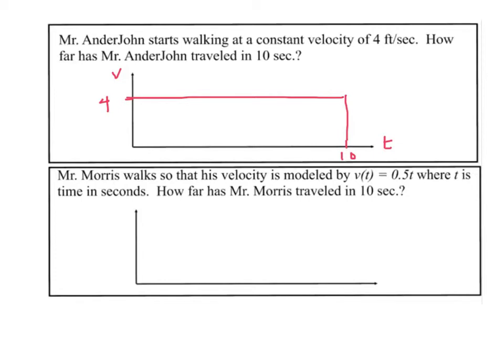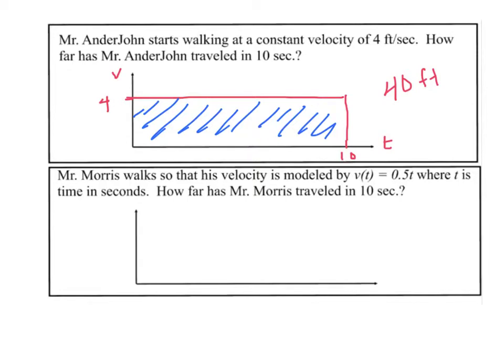Now, if you think about this, you say, well, 4 feet every second for 10 seconds. He's gone 40 feet. Well, I like to think about this in terms of geometry, and I think, hey, 40, that represents the area of this rectangle. Okay, well, that's not a coincidence. The area under the velocity graph will give us the total amount of distance, or total amount that he's traveled here.